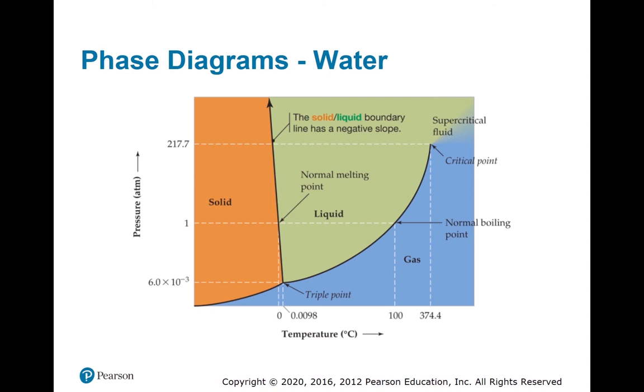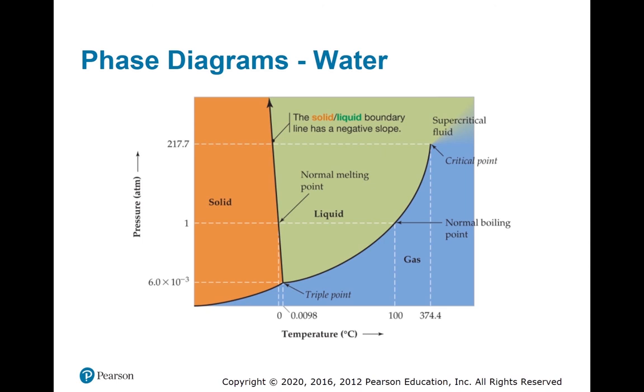Likewise, the boundary between liquid and gas intersects the dotted line at 100 degrees Celsius, so this is the normal boiling point of water. At a very low pressure and just above 0 degrees Celsius, you can see the triple point, where all three phase boundaries intersect. Notice that at even lower pressures, the liquid phase no longer exists. We can only have ice or water vapor.